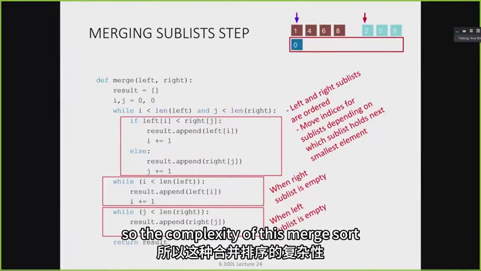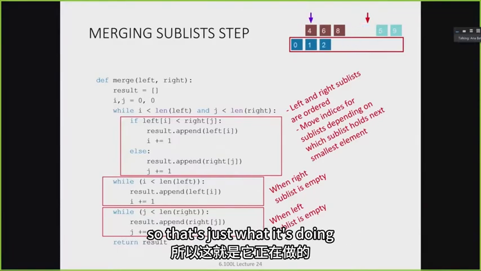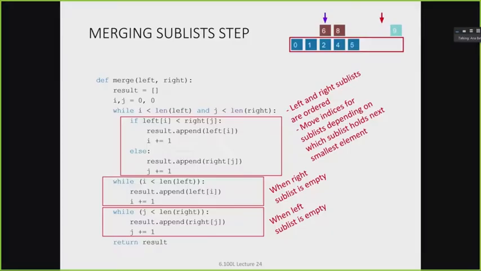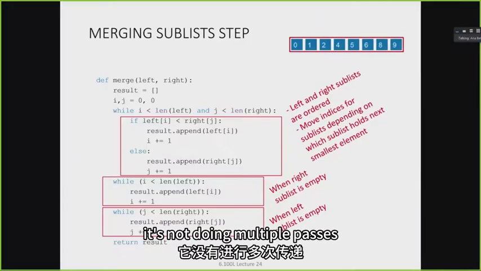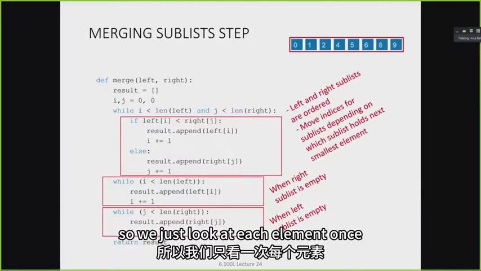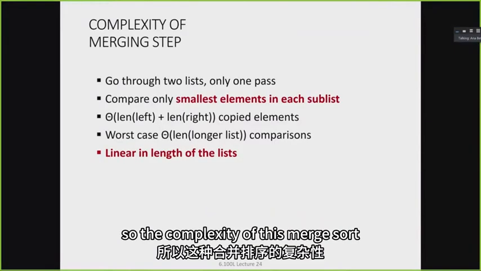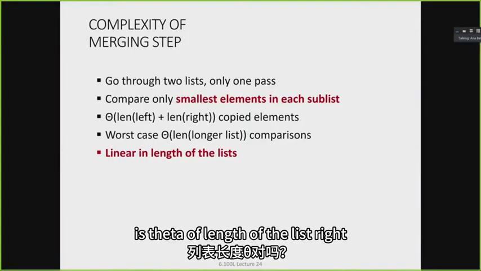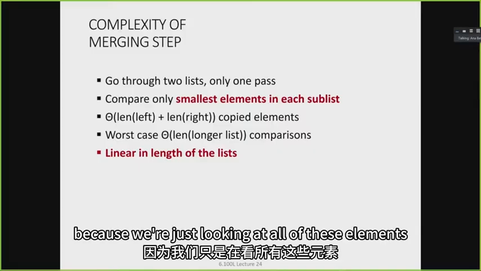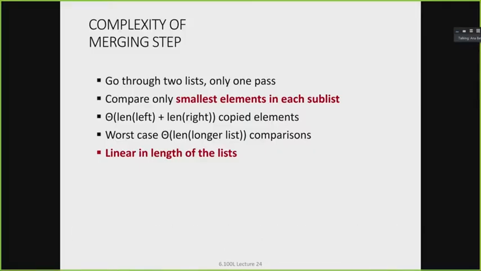So that's just what the merge is doing. Right, so it's just doing one pass. It's not doing multiple passes, so we just look at each element once. So the complexity of this merge, not the sort, just the merge step, is theta of the length of the list, right? Because we're just looking at all of these elements once.